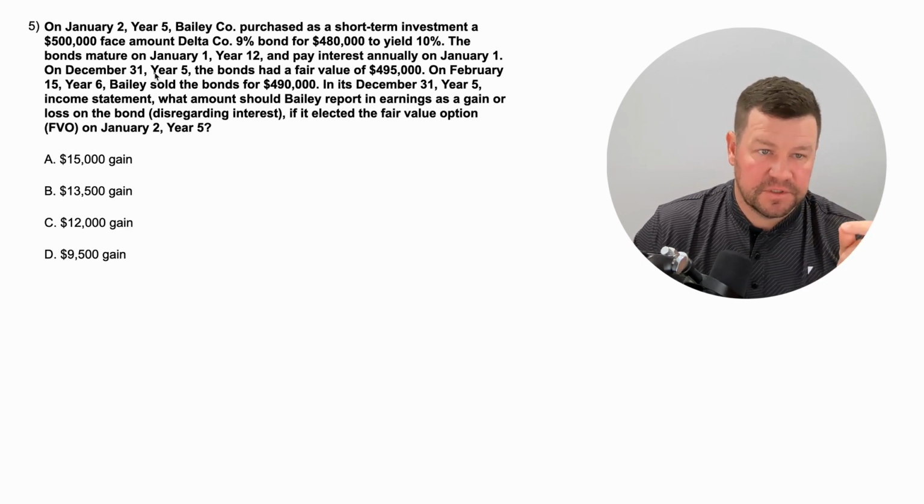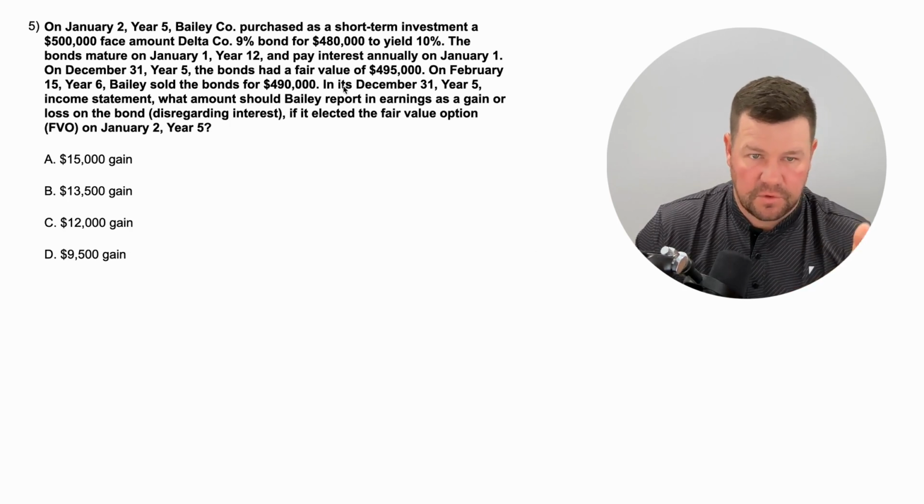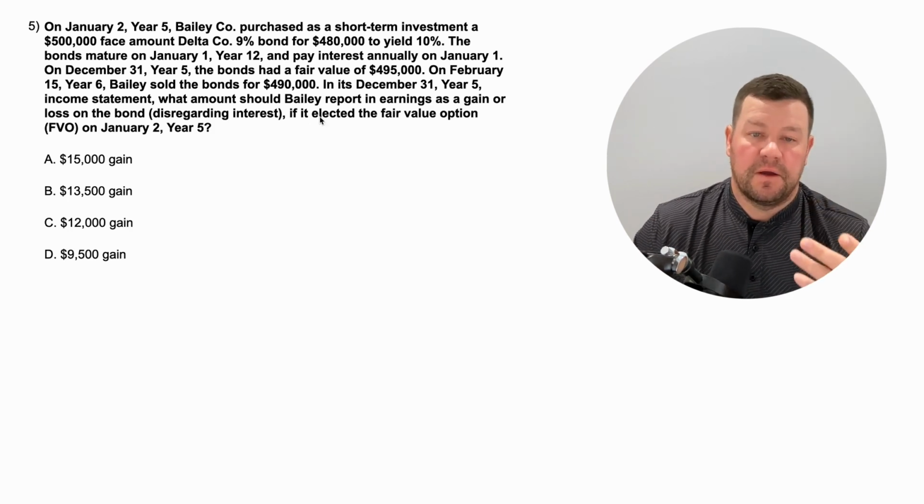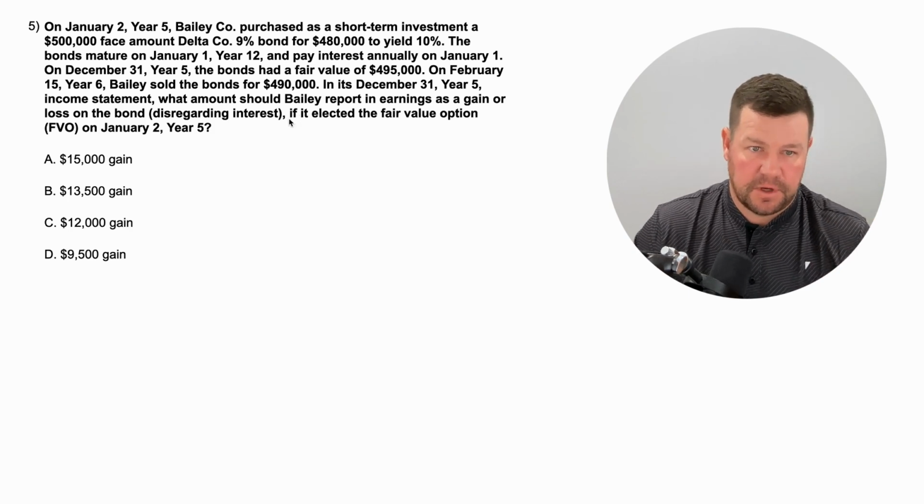On December 31st, year 5, the bonds had a fair value of $495,000. On February 15th, year 6, Bailey sold the bonds for $490,000. And then, of course, in its December 31st, year 5 income statement, what amount would be reported in earnings as a gain or a loss on the bond if it elected the fair value option?